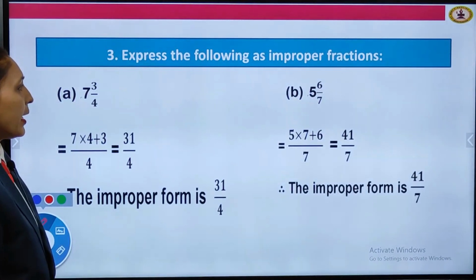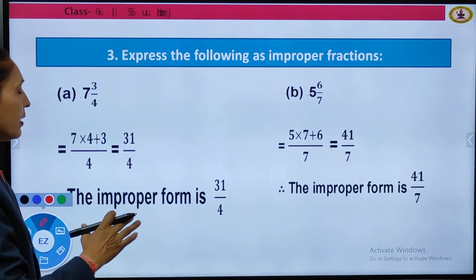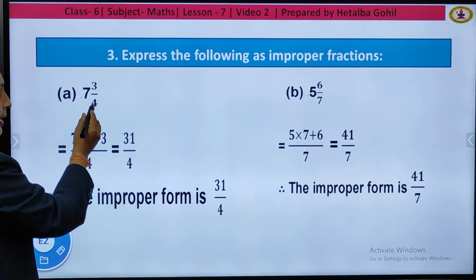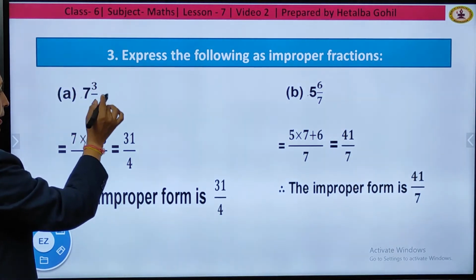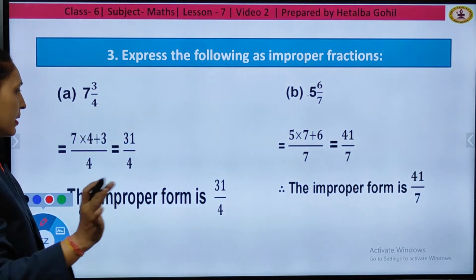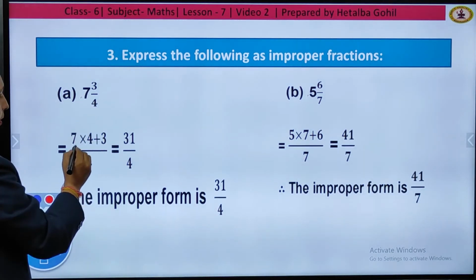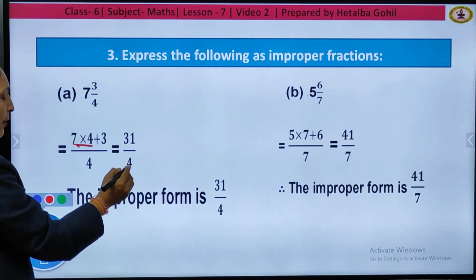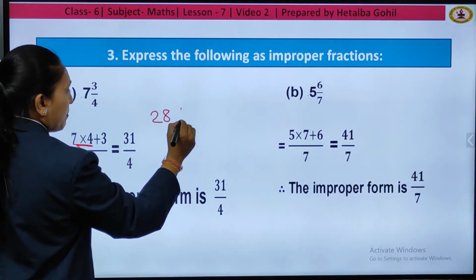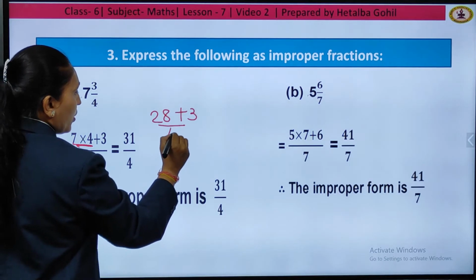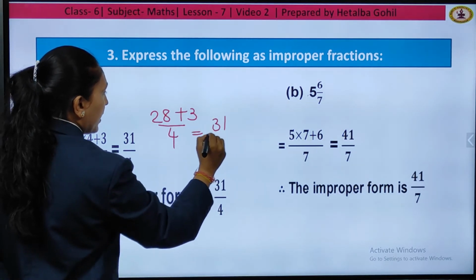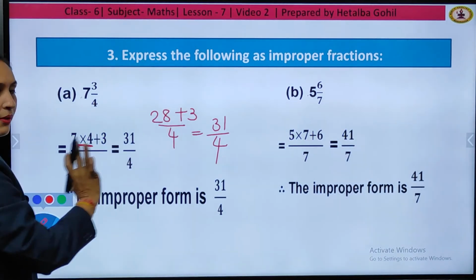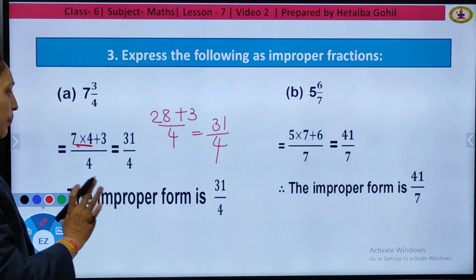Now express the following as improper fractions. Children, improper fraction I taught you how to do. You have to multiply the quotient and the divisor, add the remainder and again put it over the divisor. So 7 into 4, plus 3, will be equal to 31 by 4. That means 28 plus 3 by 4, you get 31 by 4. Because 7 4s are 28, 28 plus 3, 31 by 4 is your fraction, that is the improper form.